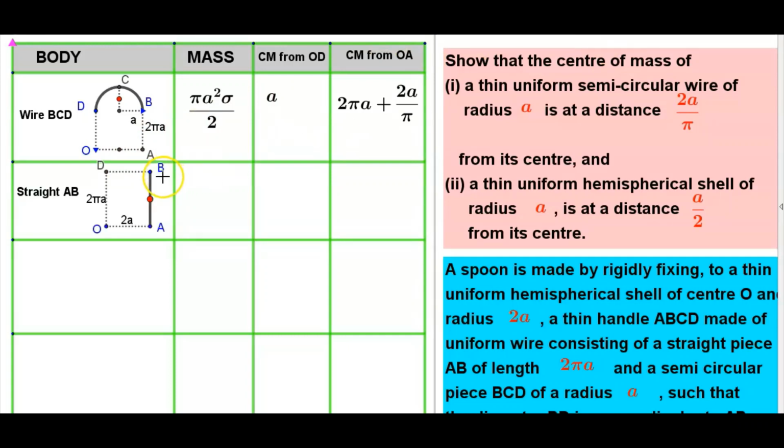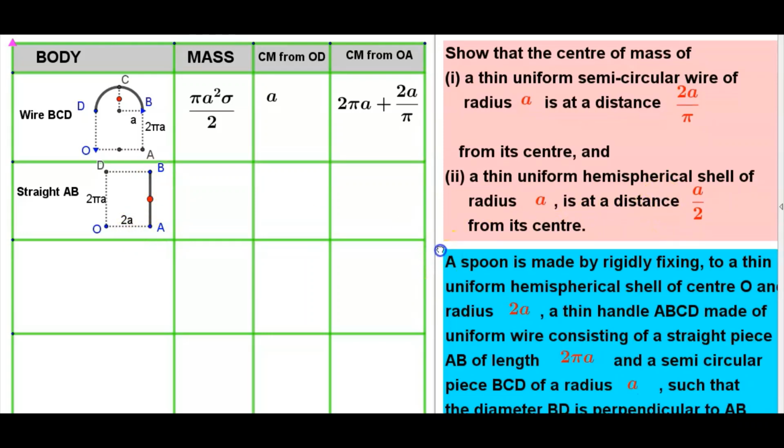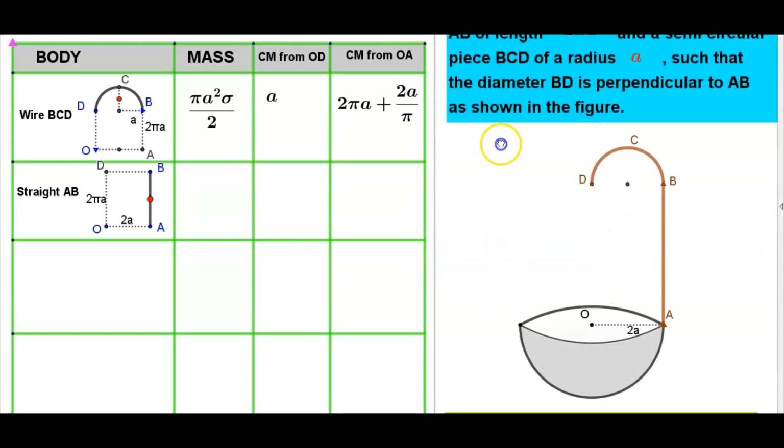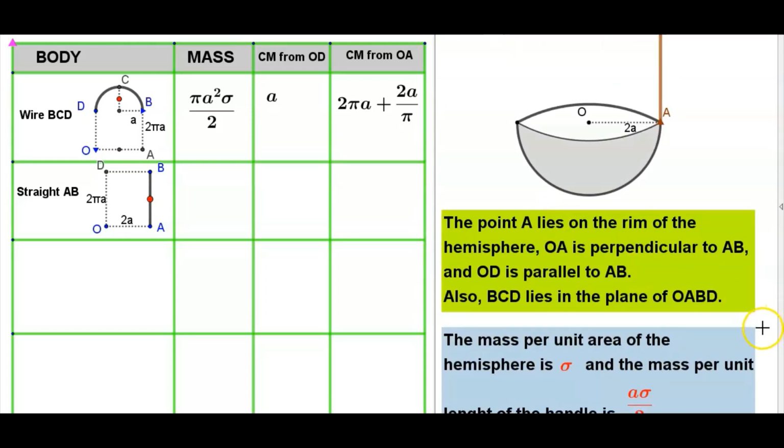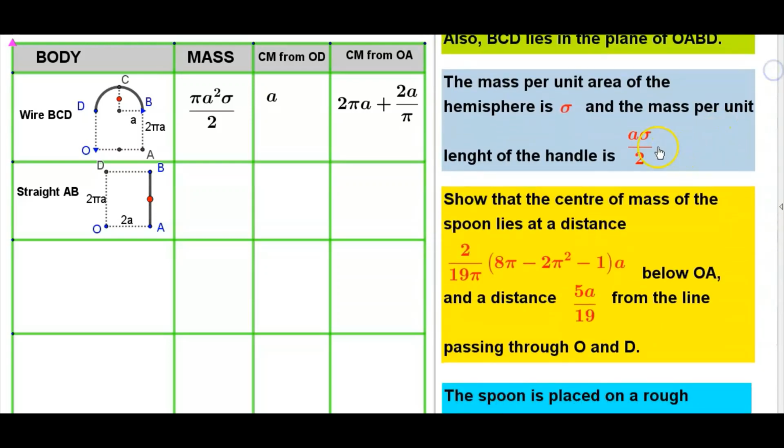Next, we consider the straight portion AB. This length is 2 pi A, therefore the mass of this straight portion AB is equal to 2 pi A into A sigma by 2, since the mass per unit length is A sigma by 2.